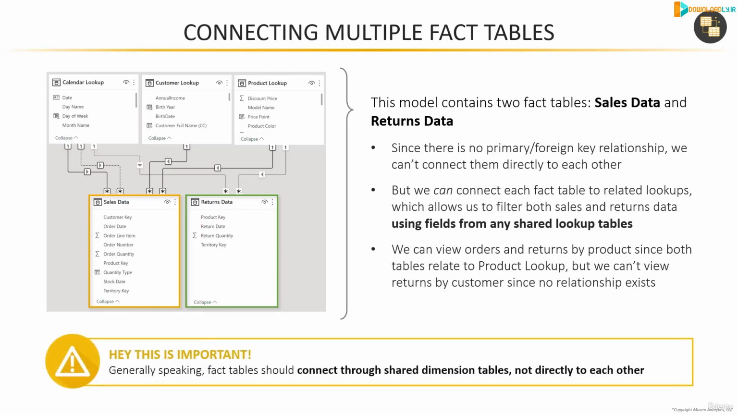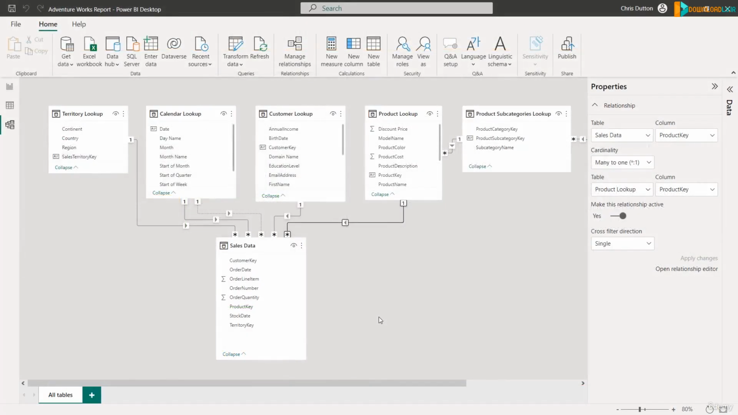But the key takeaway, the most important point, is that generally speaking, fact tables should connect through shared dimension tables, not directly to one another. So with that, let's jump into Power BI. Let's open up our AdventureWorks report. We're going to load in this returns data fact table and create the relationships that we need to connect it into our model. All right, so go ahead and open up your AdventureWorks report Power BI file.